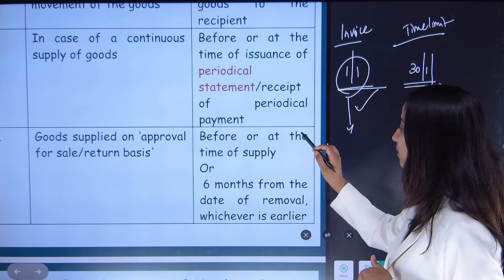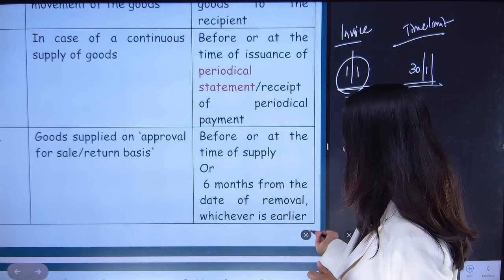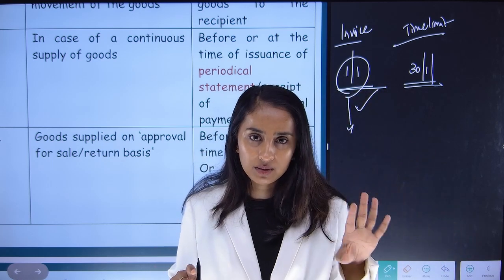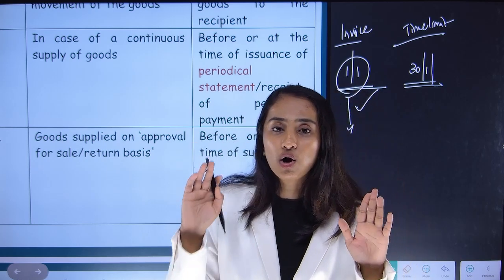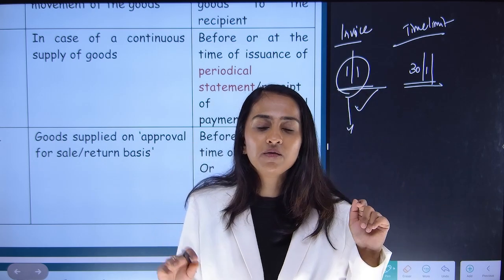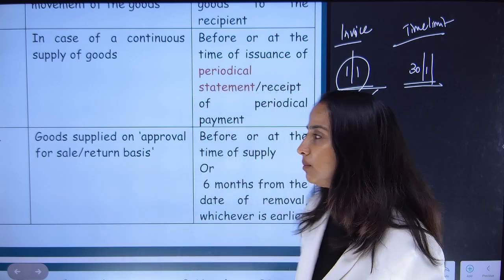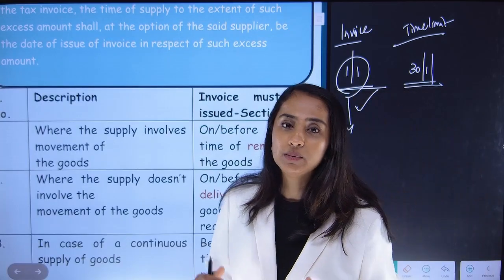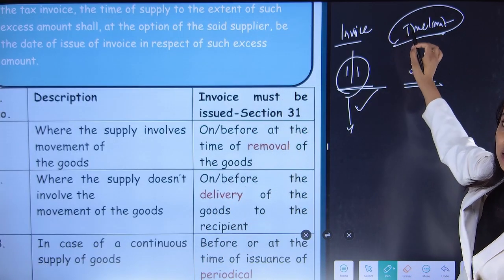So before or at the time of supply, or 6 months from the date of removal, whichever is earlier. So you will see two things here. At the time of supply, the same regular rules will apply as for goods, or 6 months from the date of, let's say, 1st January these goods went out. Within 6 months the invoice has to be issued. So that is the time limit. This is for Section 31. Section 31 clearly talks about the time limit for issuance of invoice, and that is relevant for this part. Clear?